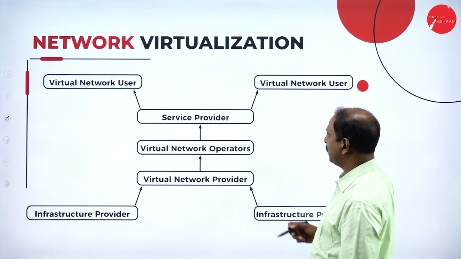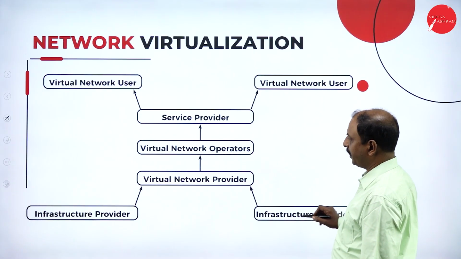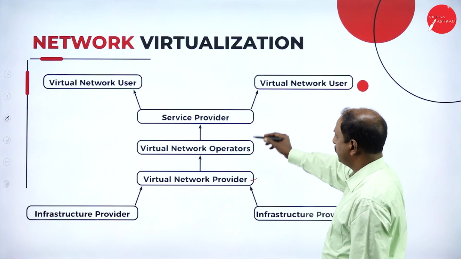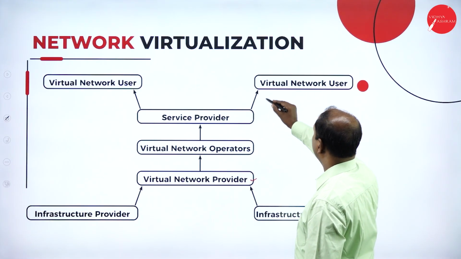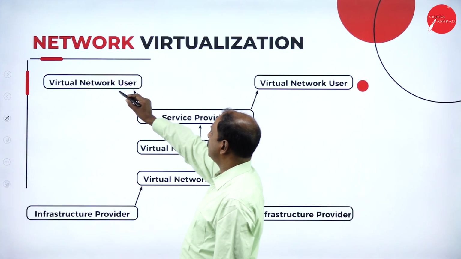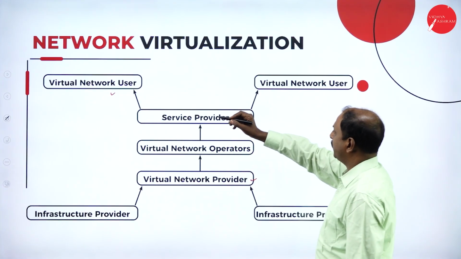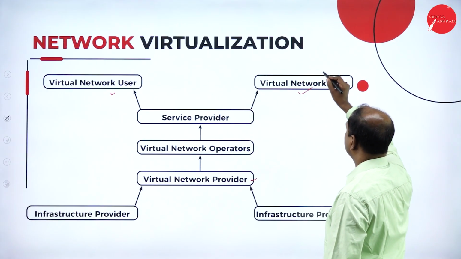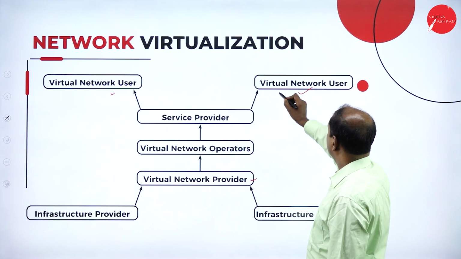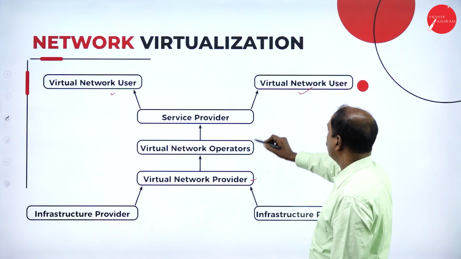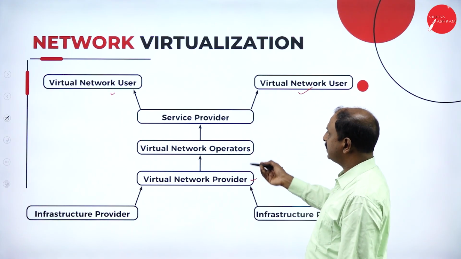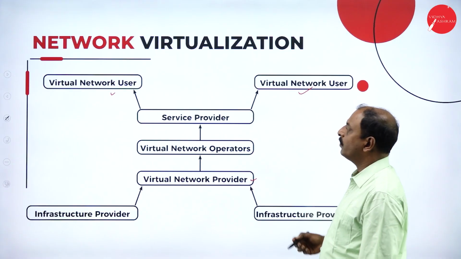And look at the diagram here. This is the infrastructure provider, and this is a virtual network provider. He is the provider, operator, and service provider. And this is the virtual network user. In this example, this is one virtual network, and this is another network virtualization environment. So this is one network, and they are going to virtualize it with the help of this virtual network provider. This is the diagram for network virtualization.